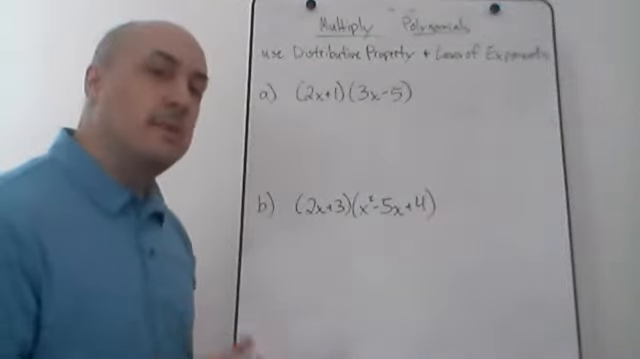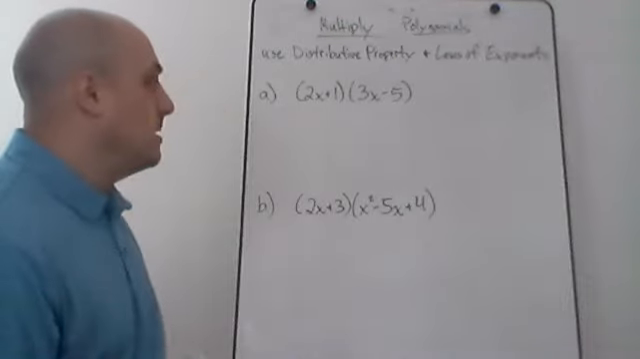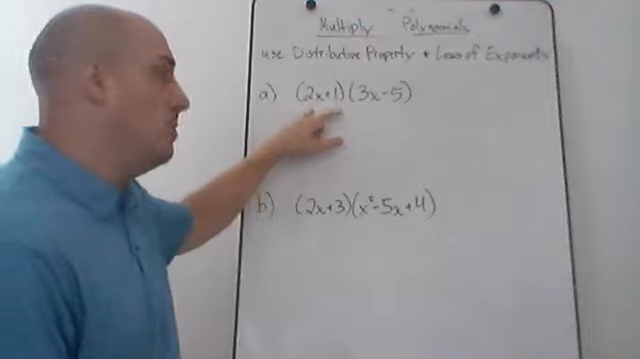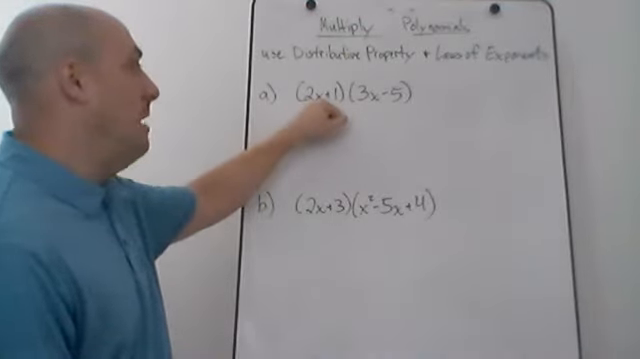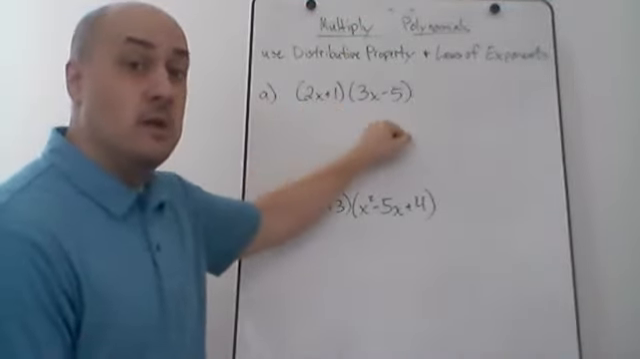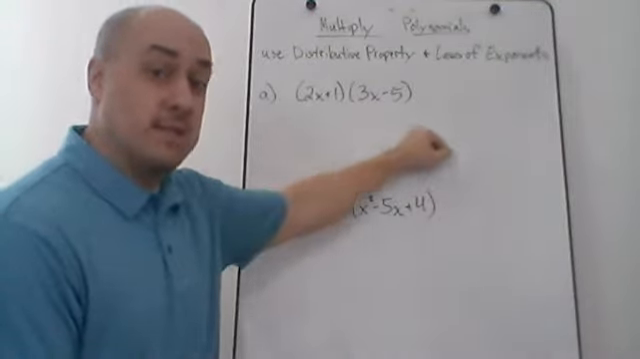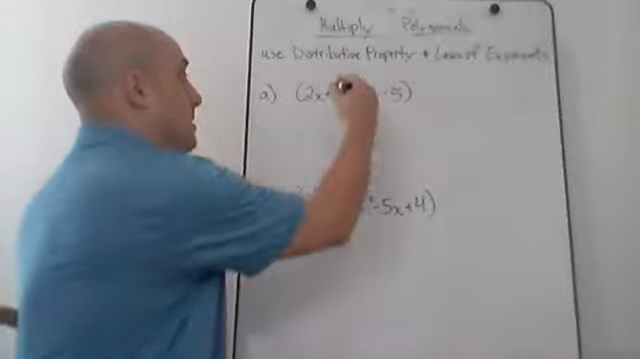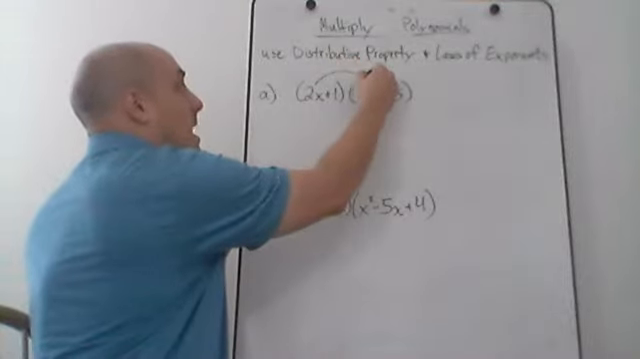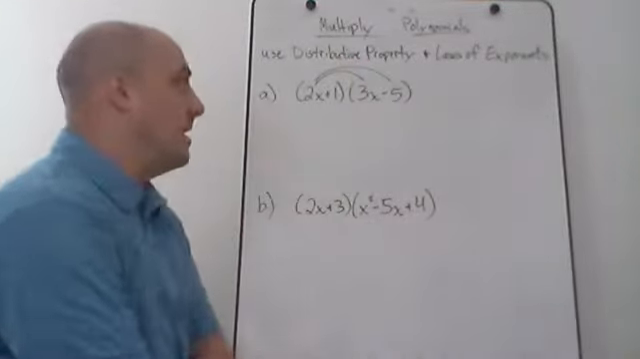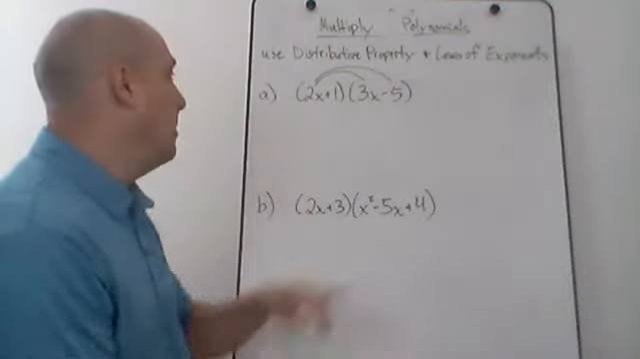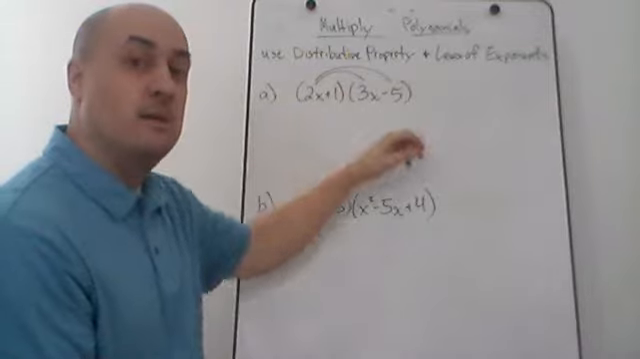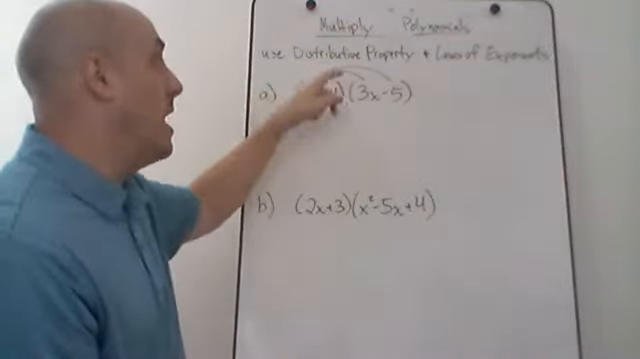So the basic way to approach multiplying two polynomials is to start with your first parentheses, your first polynomial. Every term in that polynomial has to get distributed to the second polynomial, or that second set of parentheses. So I take my first term in that first polynomial, the 2x, and I distribute that 2x to both of the terms in that second parentheses. I'm going to multiply the 2x times 3x, and I'm going to multiply the 2x times the negative 5. That's what we mean by using the distributive property.